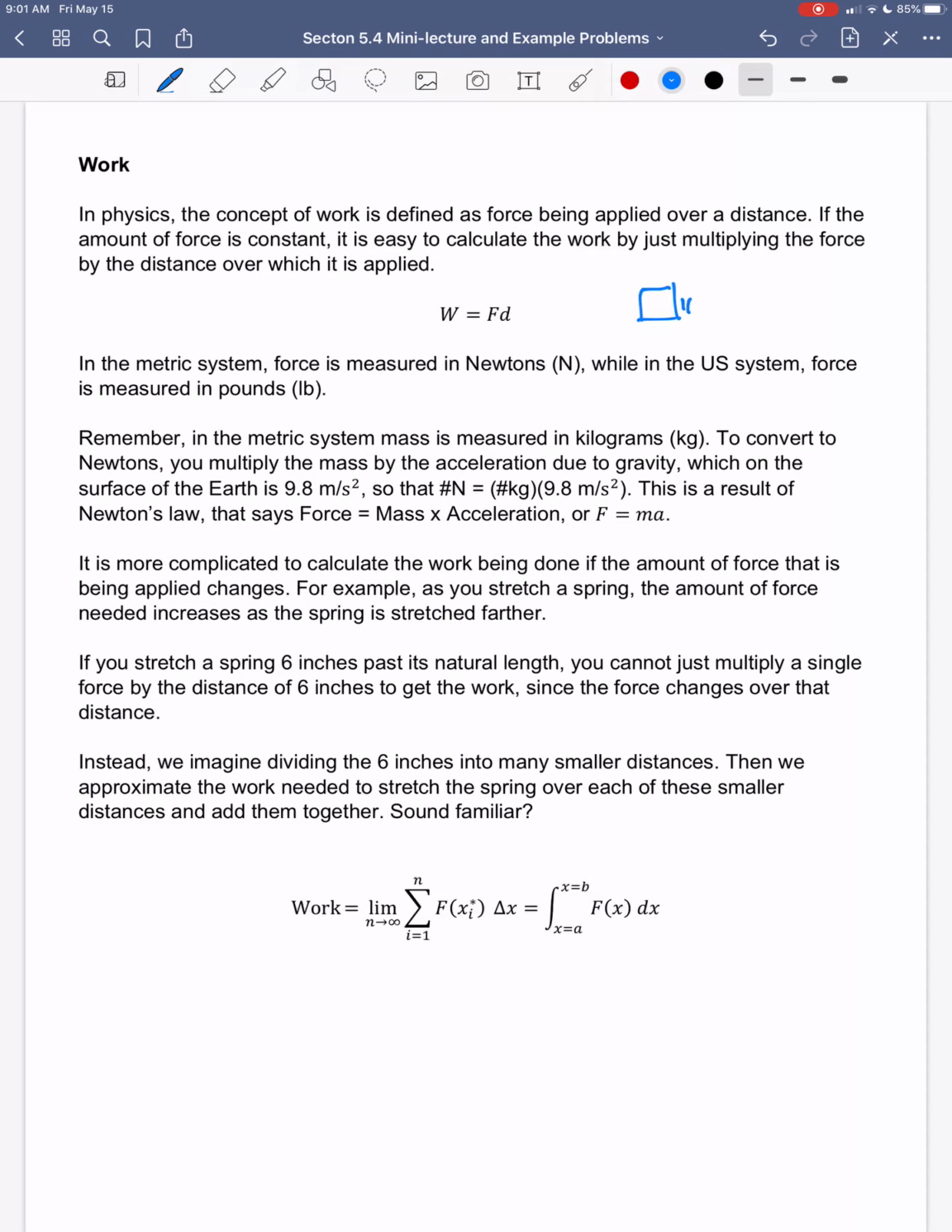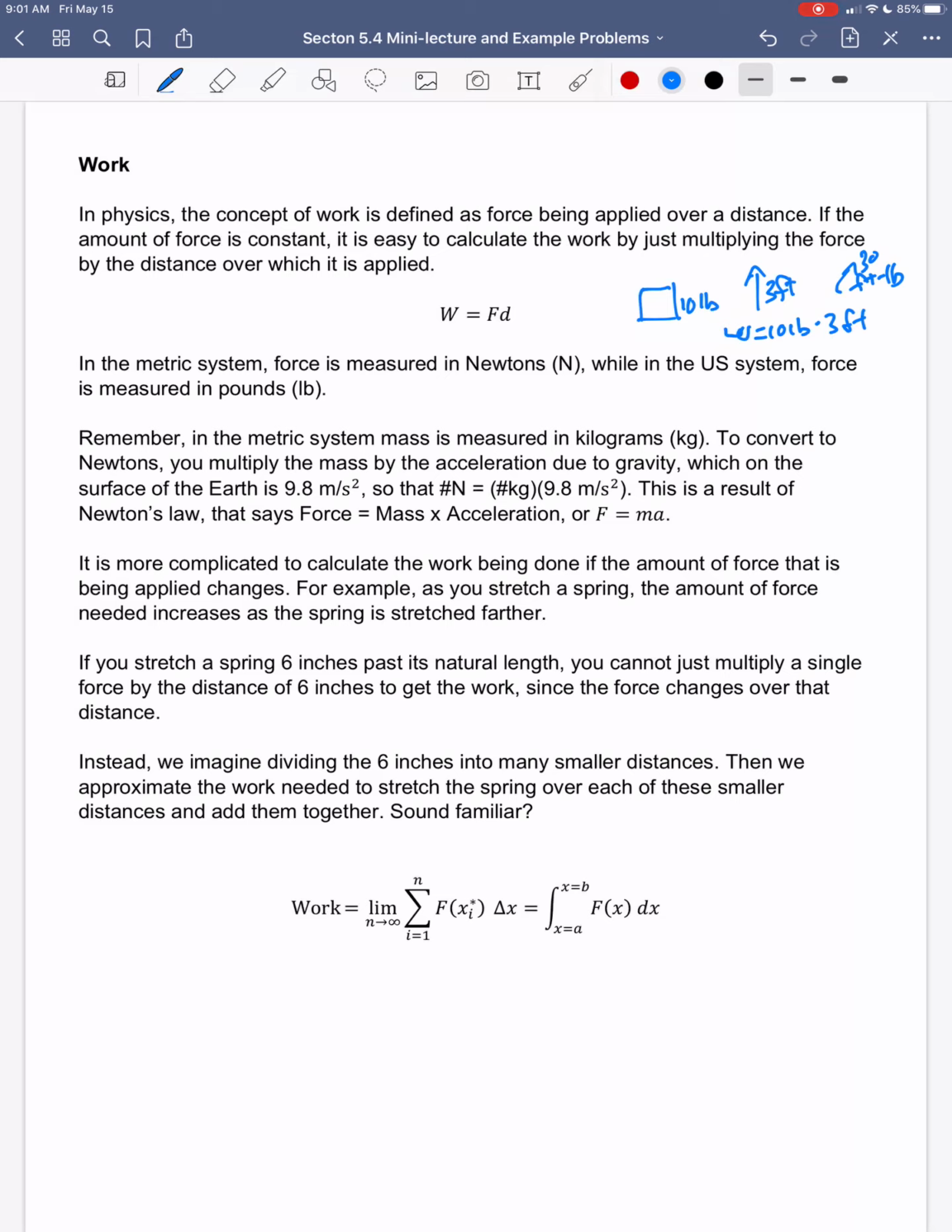So, a really easy example: if I have a box and it weighs 10 pounds, and I lift that box 3 feet, then my work is just 10 pounds times 3 feet, which would be 30 foot-pounds of work. Right? That's really easy. So if I lift 10 pounds up 3 feet, that's 30 foot-pounds of work.